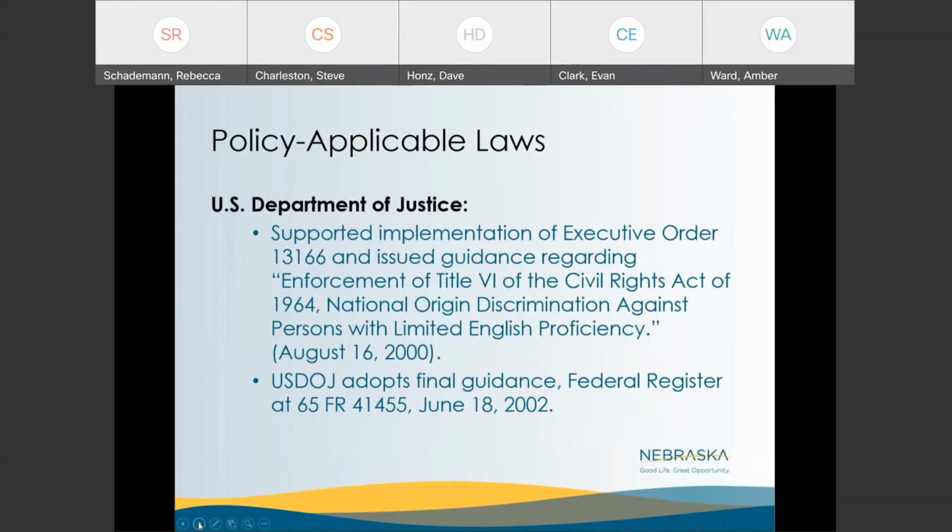We also have the U.S. Department of Justice. There is an executive order issued regarding guidance. I'll let you read that. And then there's also final guidance that was adopted in June of 2002.